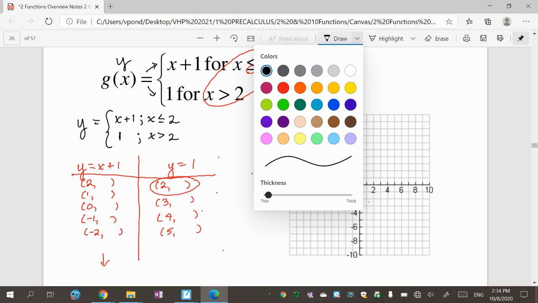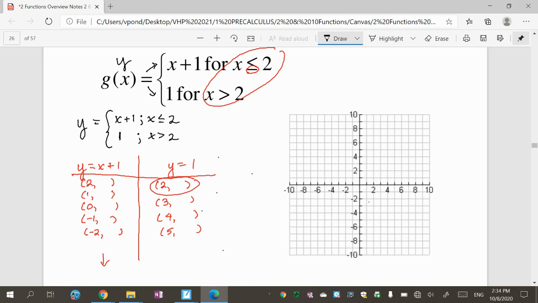I'm going to change the color back to black. If I plug a 2 in here, I have 2 plus 1 or 3, so the point (2, 3) is on the graph. If I plug a 1 in there, I have 2. If I plug in 0, it's 1. -1 gives 0. -2 gives -1, and so on and so forth.